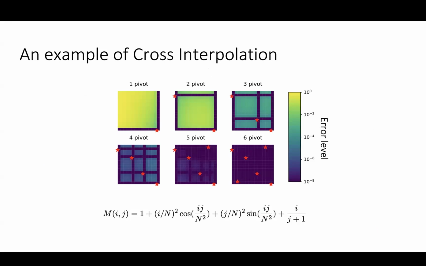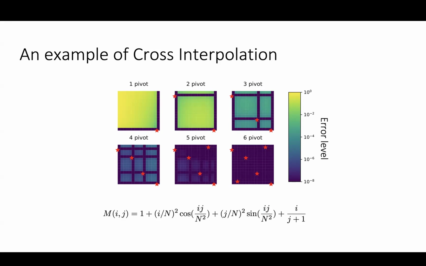Cross interpolation. This is essentially a drawing I did on the blackboard, but now you see some actual data. This is the error that you have. The matrix is given here in an explicit form, so you don't need to actually build the matrix. You just give this function that takes i and j and returns the cosine of this times the cosine of the other plus a fraction. Okay, this one is particularly low rank.